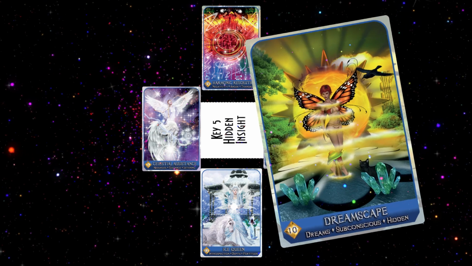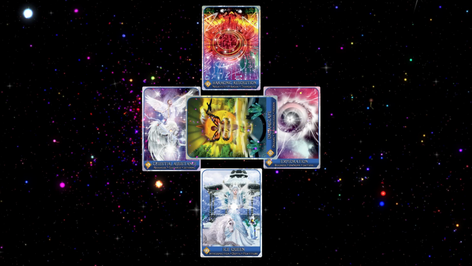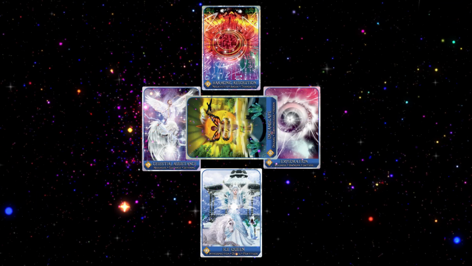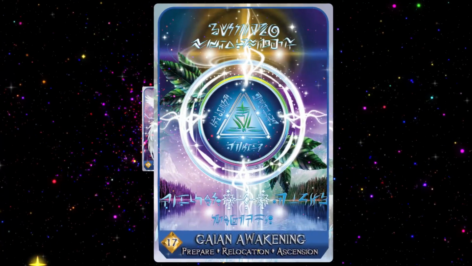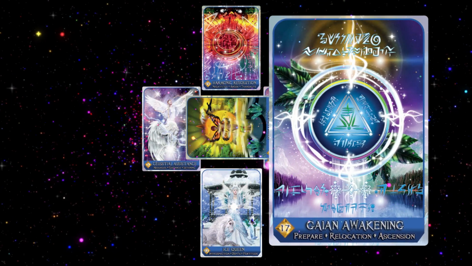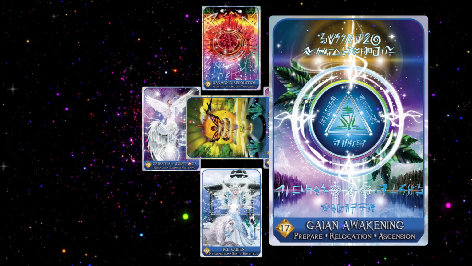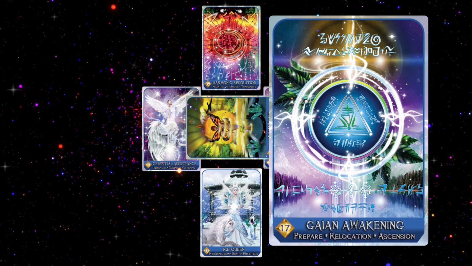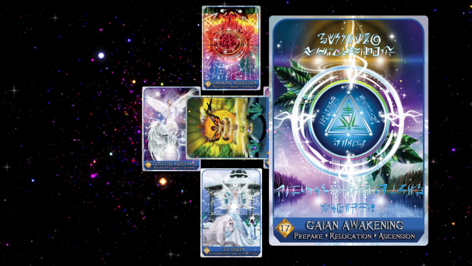So just look at this as like, key 5, the hidden insight, but this is the second hidden insight. Okay. The second hidden insight, which is card number 17, Gaian Awakening, Prepared Relocation and Ascension. This is interesting because these two together, but this is also saying this has to do with our Gaia and Terra, the Jewel of Terra, as I like to call her. And this is our preparation.